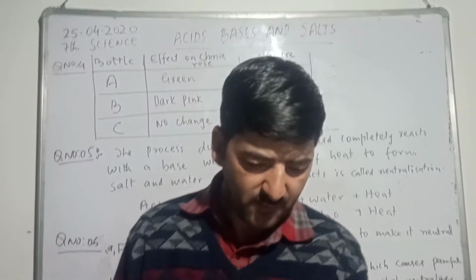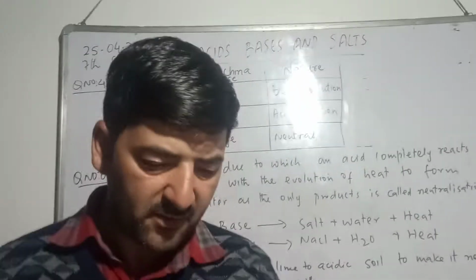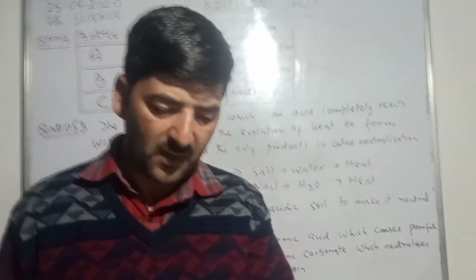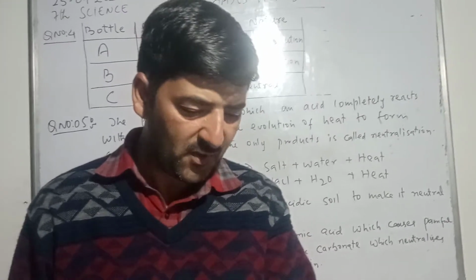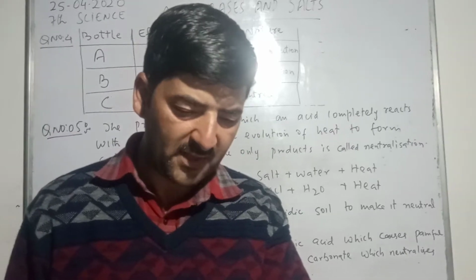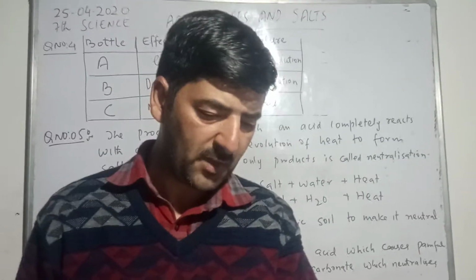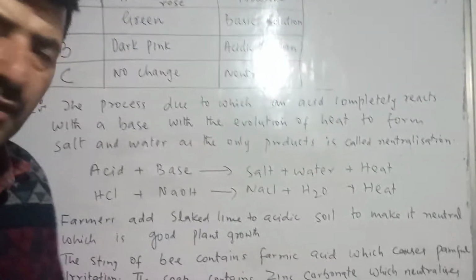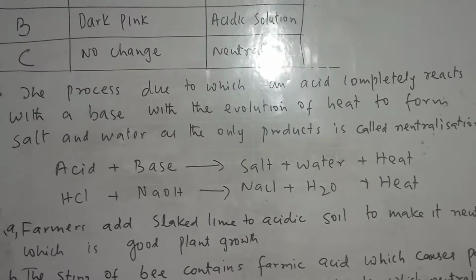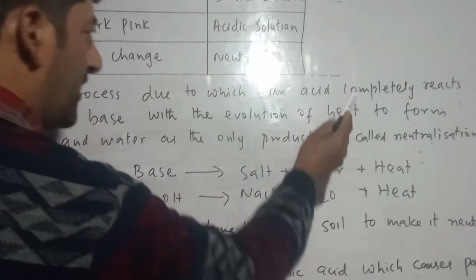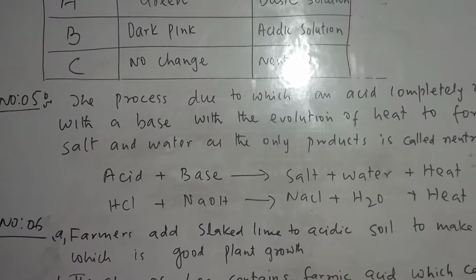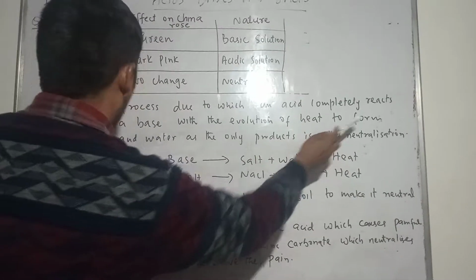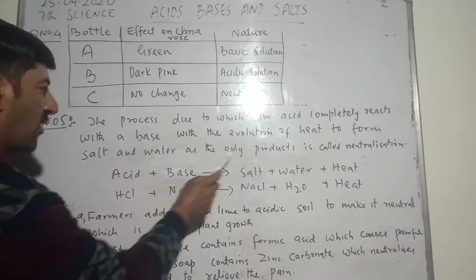Question number 5 is: what do you understand by the term neutralization? Describe an activity in which neutralization of hydrochloric acid takes place with sodium hydroxide using phenolphthalein as an indicator. Okay, dear students, what is neutralization? Neutralization is the process due to which an acid completely reacts with a base with the evolution of heat to form salt and water as the only products.